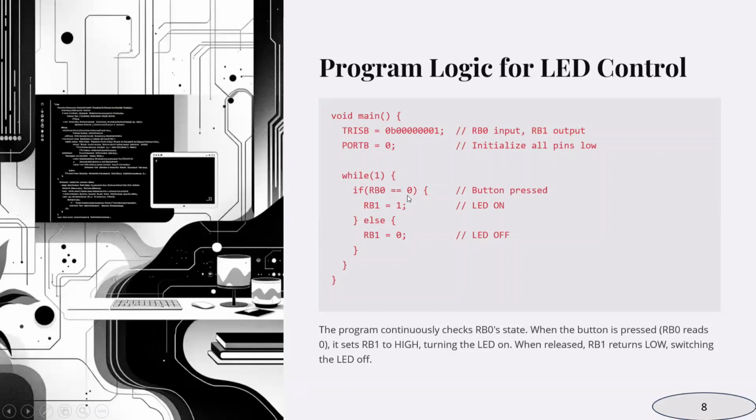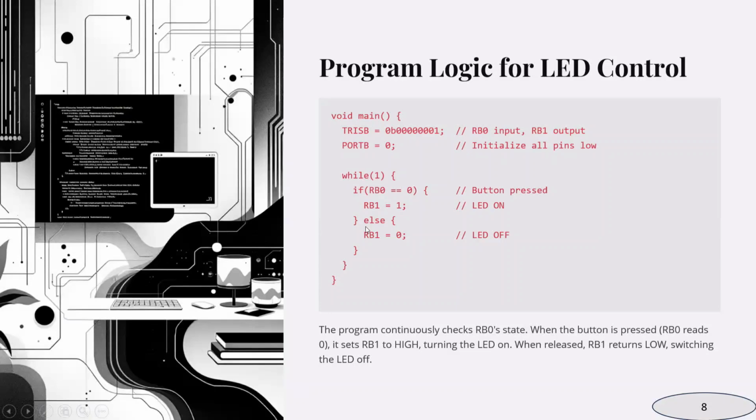So what happens if RB0 is equal to low? When RB0 is low, the LED should turn on. For the LED to turn on, you have to give a high to RB1, so RB1 equal to 1. If you give RB1 equal to 1, the LED turns on. Now what should be the condition if RB0 is high? If RB0 is high, RB1 should be low because the LED should turn off. That condition you have to give in else.